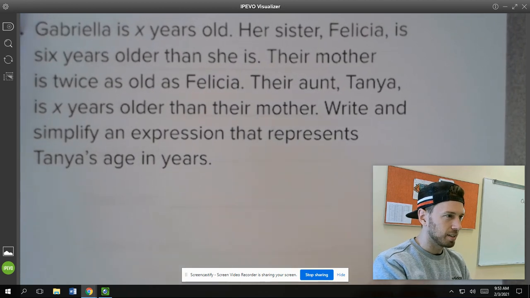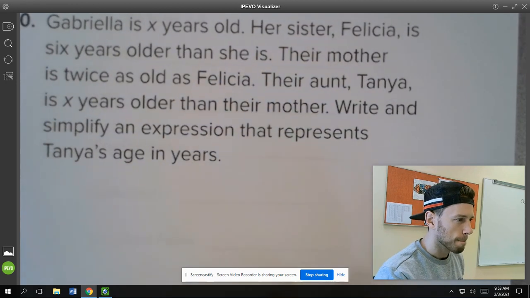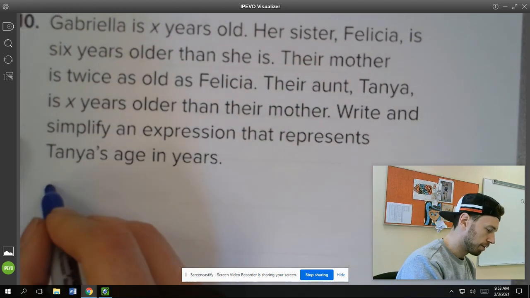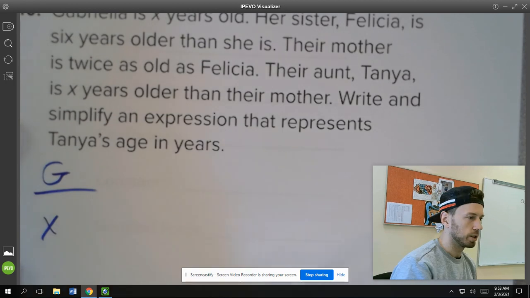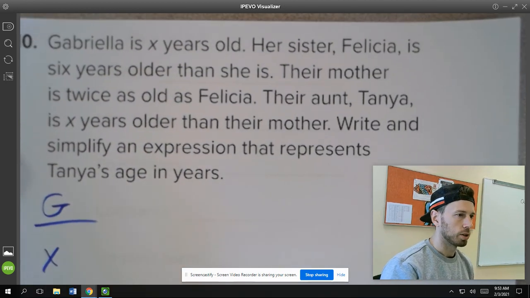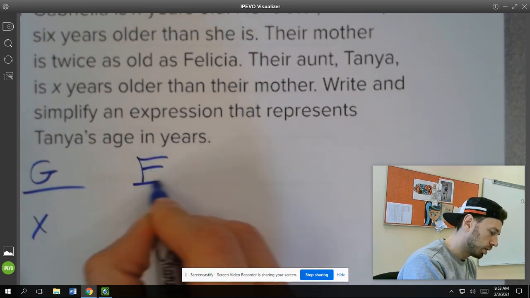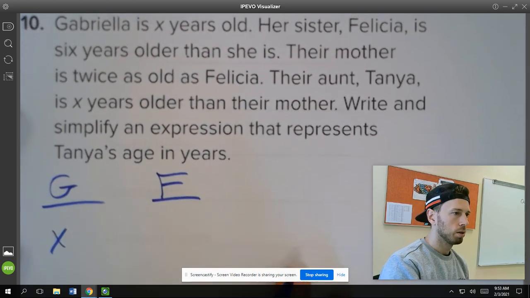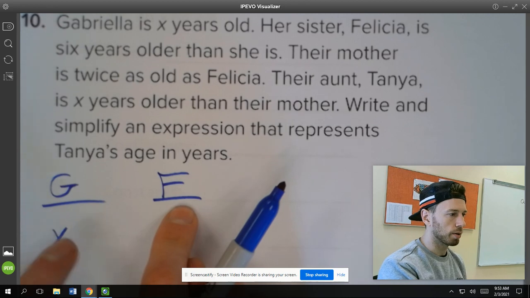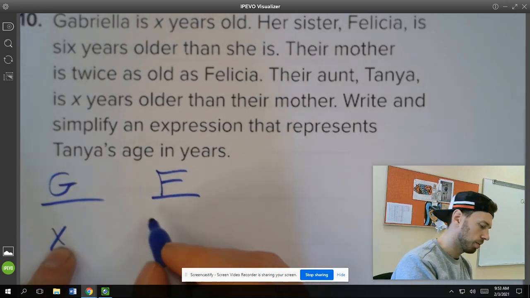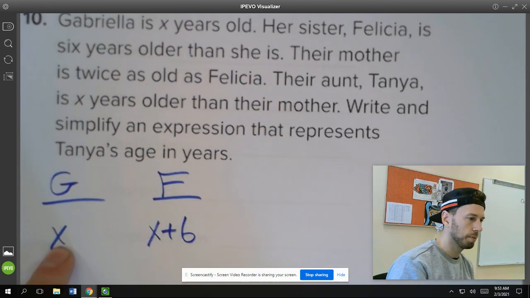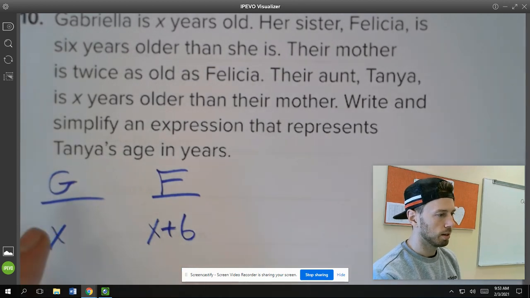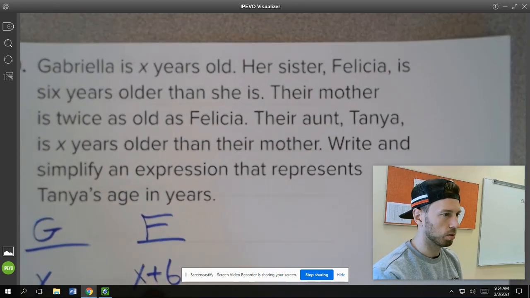Gabriella is x years old. So Gabriella doesn't want to tell us her age. Okay? So I'm going to write down a G for Gabriella. And this is how old she is. She's x years old. Her sister Felicia, bye Felicia, is 6 years older than she is. Well, Felicia's 6 years older than that. How do you get 6 more than x? Well, just add 6 to it, right? So that's how old Felicia is. Gabriella's this old, Felicia's this old.